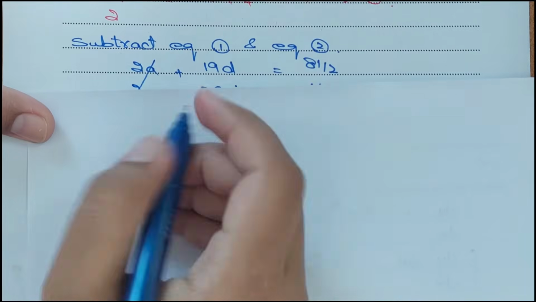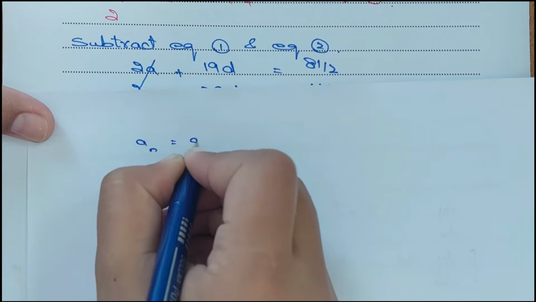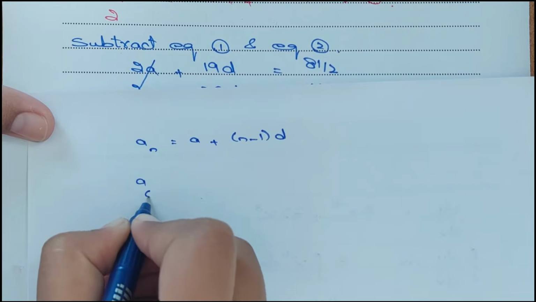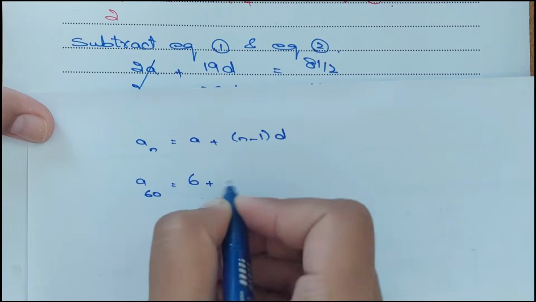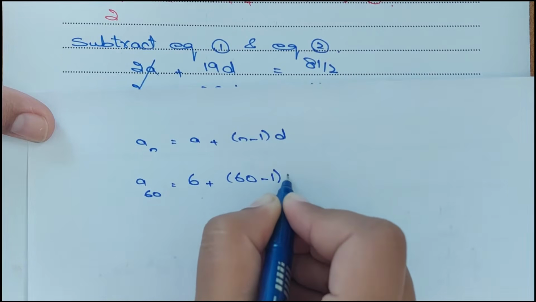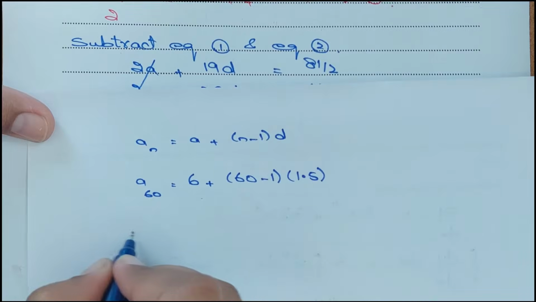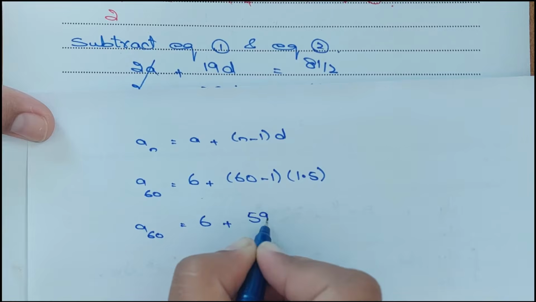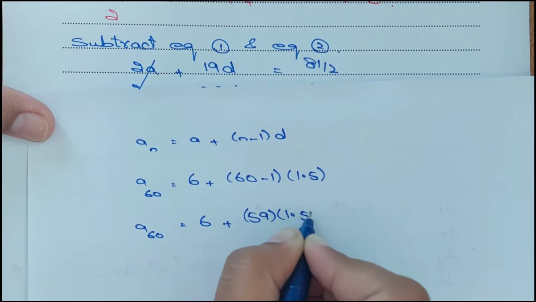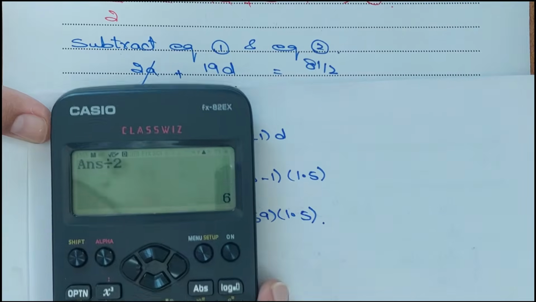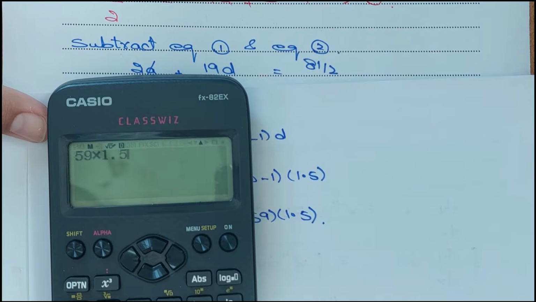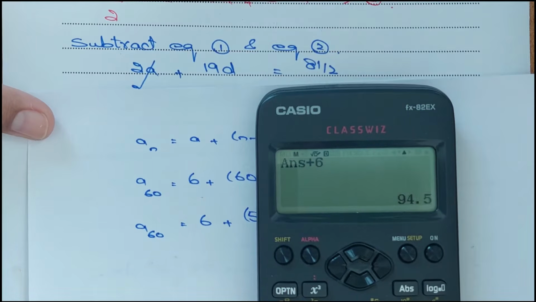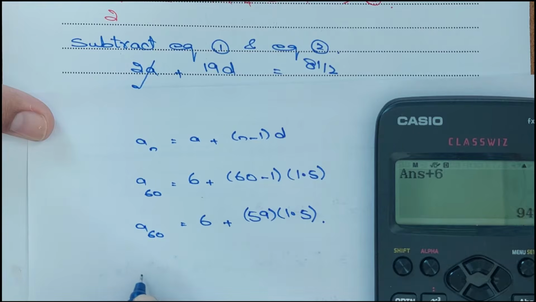So the 60th term is an equals to a plus n minus 1 into d. So a 60, a is 6 plus 60 minus 1, and d is 1.5. So a 60, this would be equals to 6 plus 59 times 1.5. Okay, 59 times 1.5 and add 6. So this would be equals to 94.5. The 60th term is 94.5.